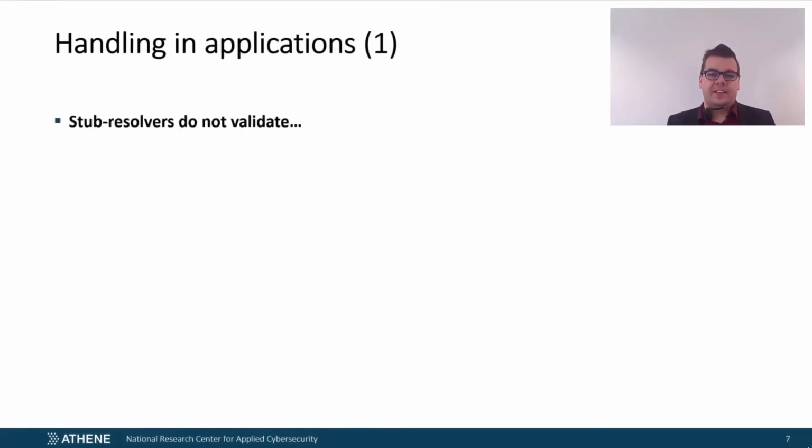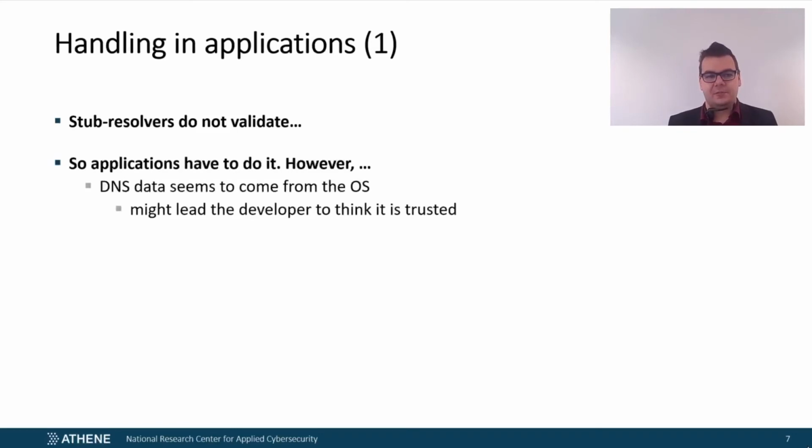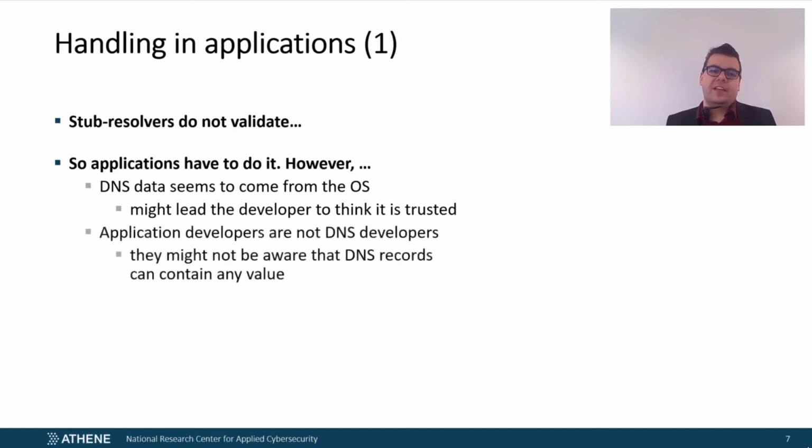Finally, we also tested handling in applications. We know that subresolvers don't validate if a domain name is a valid host name. So to prevent an attack, the application has to do it. However, for an application, it might seem that the DNS data is trusted because it comes from the operating system. Also, application developers aren't typically DNS developers, so they might not be aware of the specialities of the DNS standard, which values a DNS record might contain and which values it might not contain.